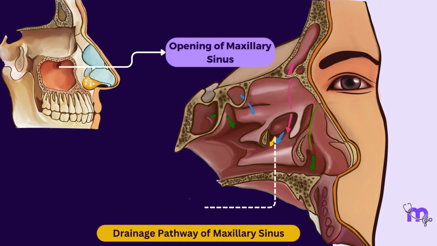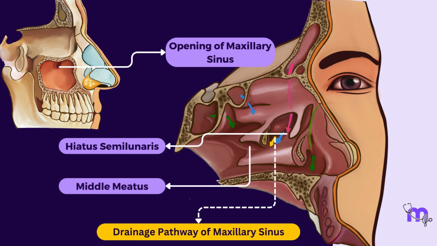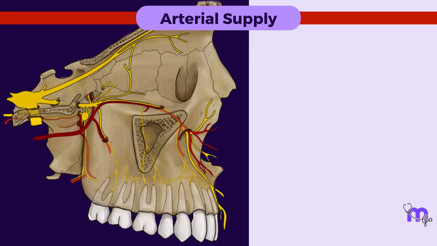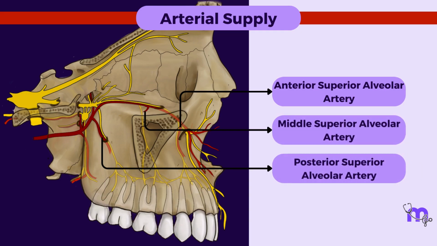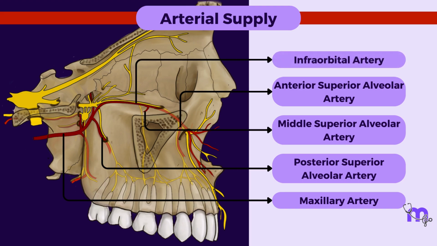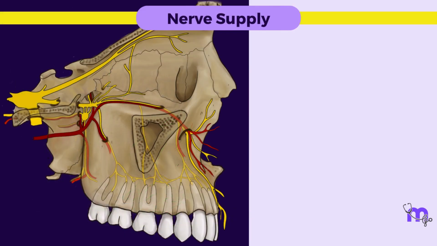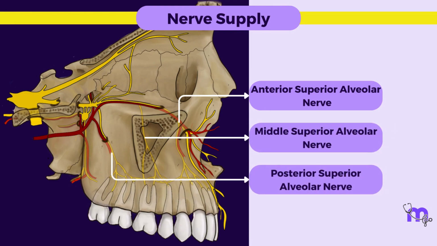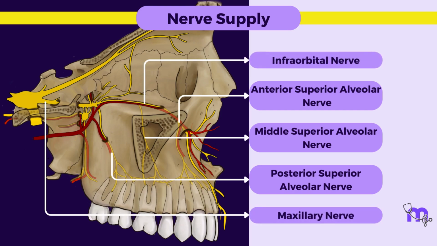The opening of the maxillary sinus is located in the hiatus semilunaris of the middle meatus, near the roof of the sinus. Arterial supply to the maxillary sinus is provided by the anterior, middle, and posterior superior alveolar arteries, which arise from the maxillary and infraorbital arteries. Lymphatic drainage is into the submandibular lymph nodes, while the nerve supply is derived from the anterior, middle, and posterior superior alveolar nerves and branches of the maxillary and infraorbital nerves.